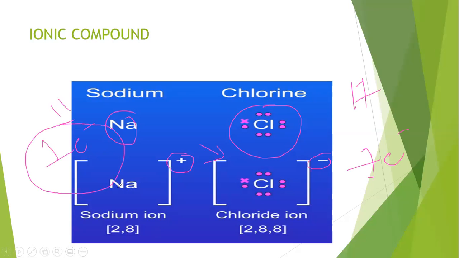By the donation of one electron from sodium, its new electronic configuration is 2,8. And by taking one electron from sodium, chlorine gets the electronic configuration 2,8,8. K shell has 2 electrons, L shell has 8 electrons, and M shell has 8 electrons. So you can see here both have their octet complete. That's why they are stable ionic compounds.